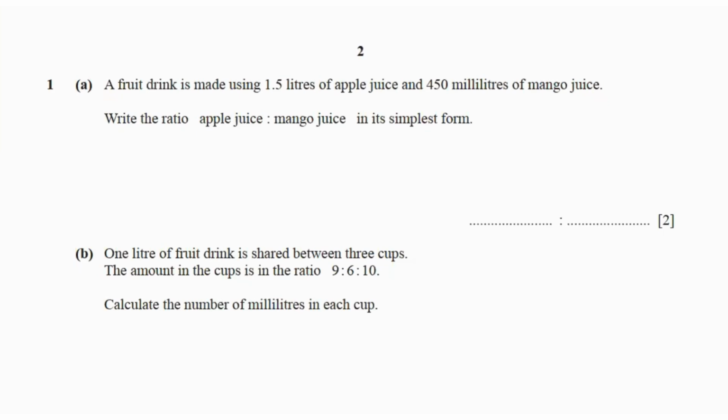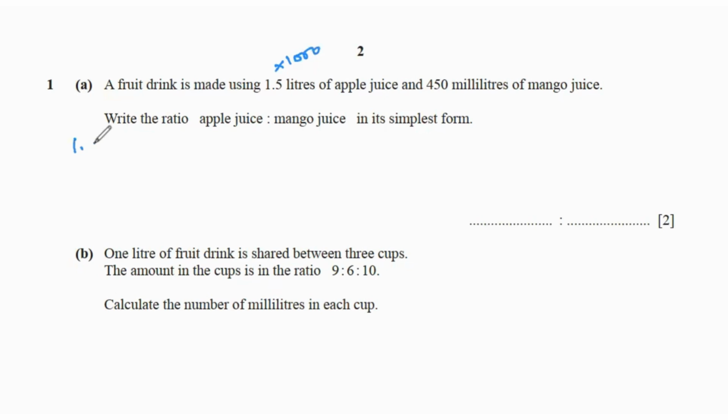The first question says a fruit drink is made using 1.5 liters of apple juice and 450 milliliters of mango juice. Write the ratio of apple juice to mango juice in its simplest form. So we need to convert the units for both the juices to the same units. Either it can be in liters or in milliliters. So it's easier to convert the liters into milliliters because you just have to times this by 1,000.